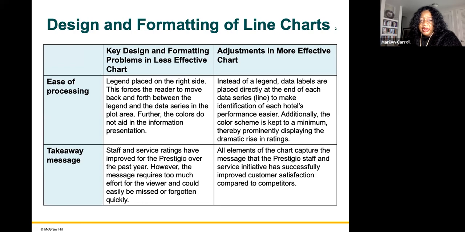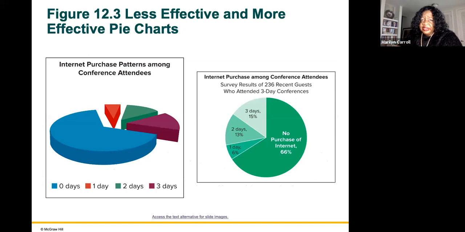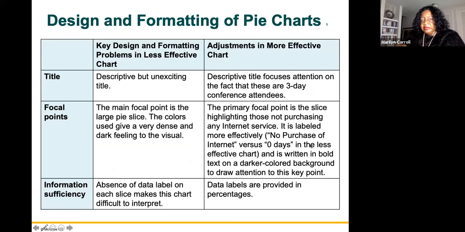So there's ease of processing and takeaway message. There's always a takeaway message in these charts that you want to discuss with people. So let's look at the pie chart. The pie chart is part of a whole. So this discusses, here's the whole conference attendees, and here are the people at the conference and how they were segmented: 1 day, 2 days, 3 days, no purchase of internet. So here's the outcome of that.